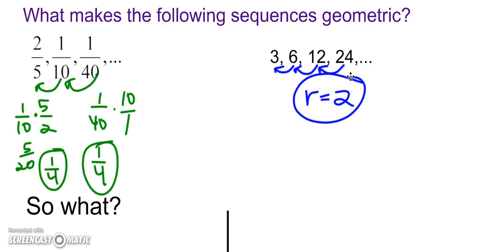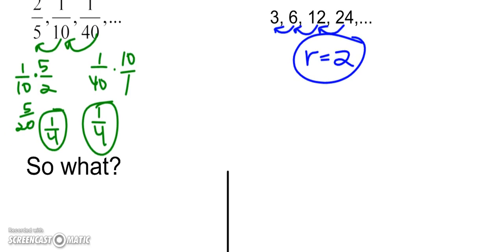Now, just like with arithmetic, so what? Well, this geometric sequence has created a set of numbers where when I put in a certain number, I get another one back. So when I put in 1, I get back 3. When I put in 2, I get back 6. When I put in 3, I get back 12.